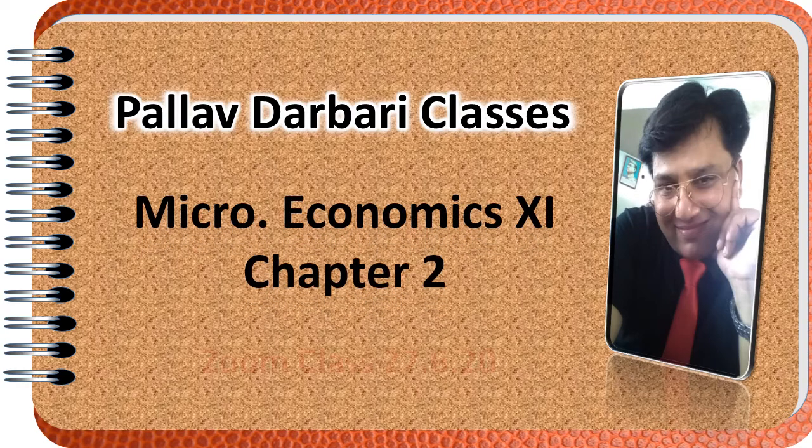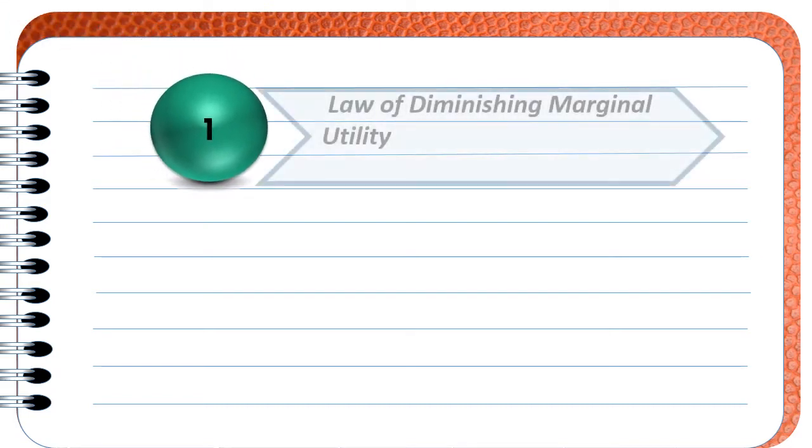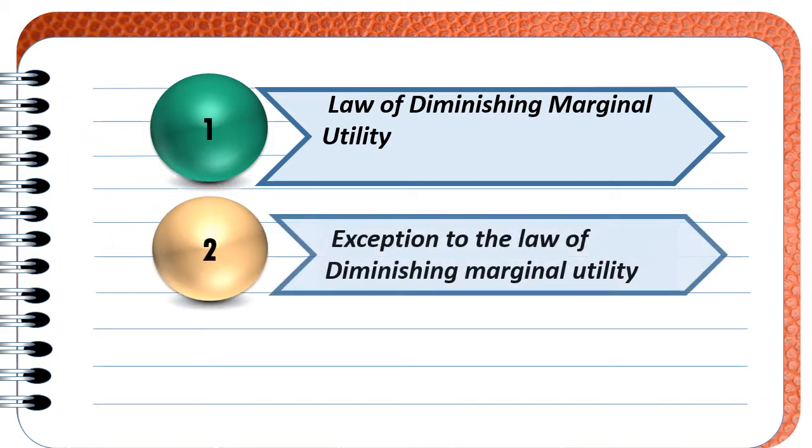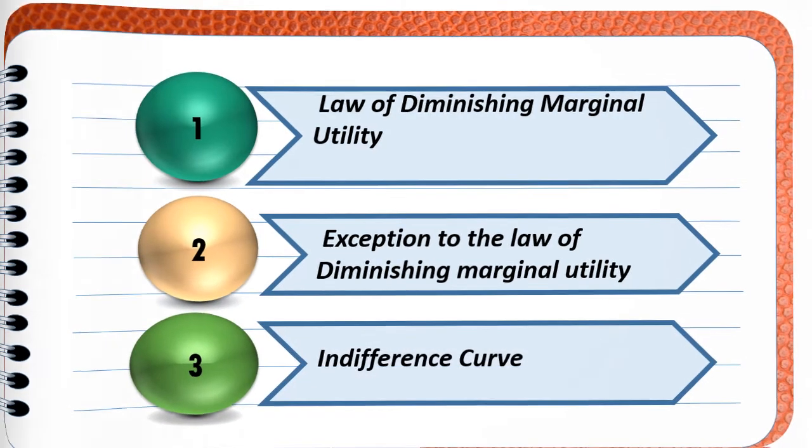In this video, we will discuss the second chapter of the microeconomics of class 11th. The topic that we will discuss today is the law of diminishing marginal utility, exception to the law of diminishing marginal utility, and indifference curve.